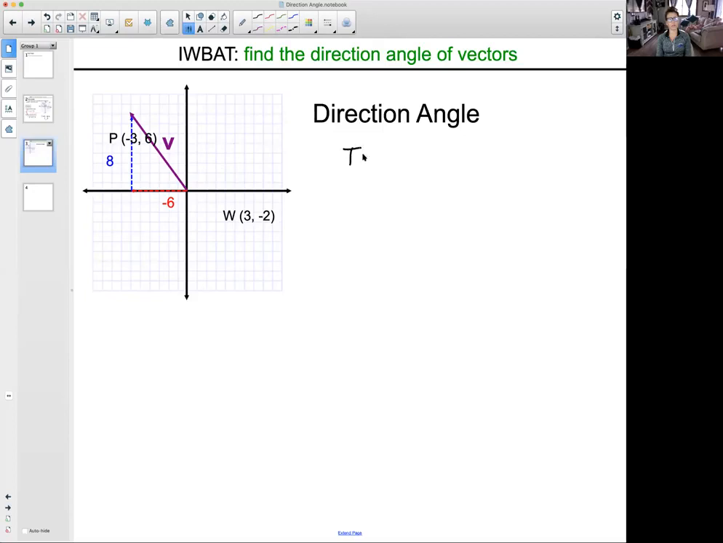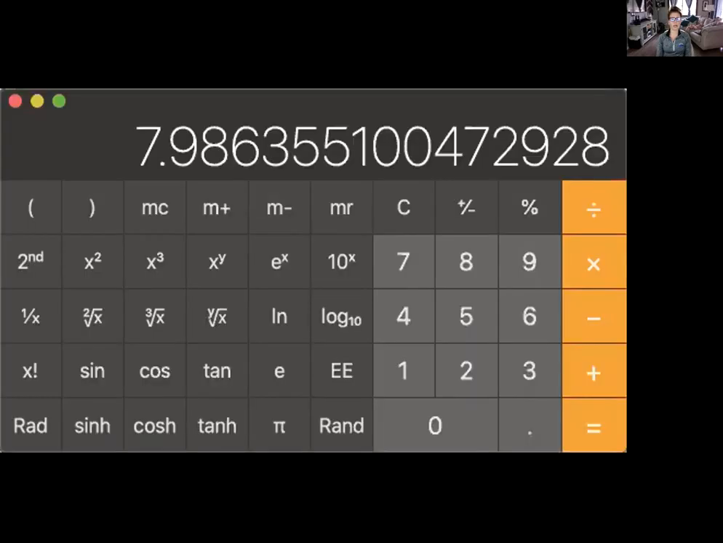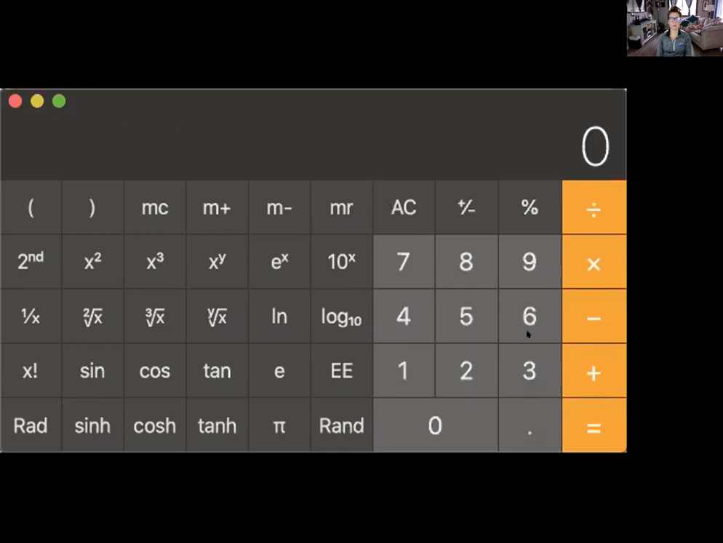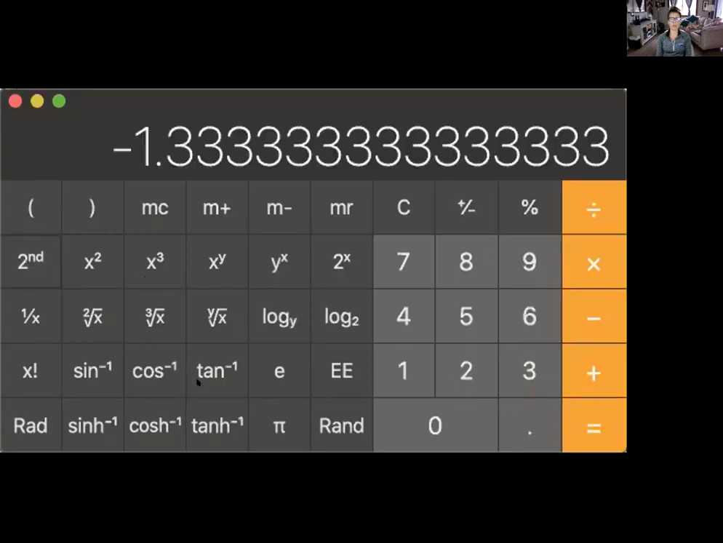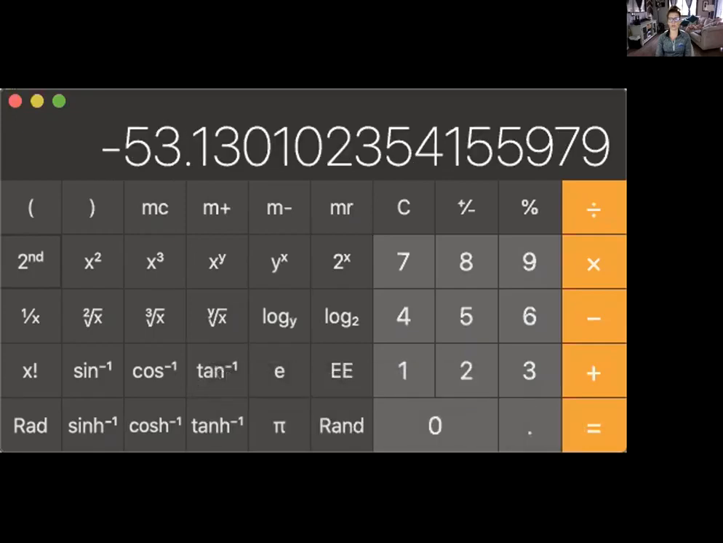So we're going to do tan inverse of y over x. Tan inverse is going to help us find the reference angle. So our y component is 8, our x component is -6. I'm going to go ahead and type that into your calculator. So we'll do 8 divided by -6, and then do the tan inverse. Make sure you're in degree mode for this. And we get 53.13.